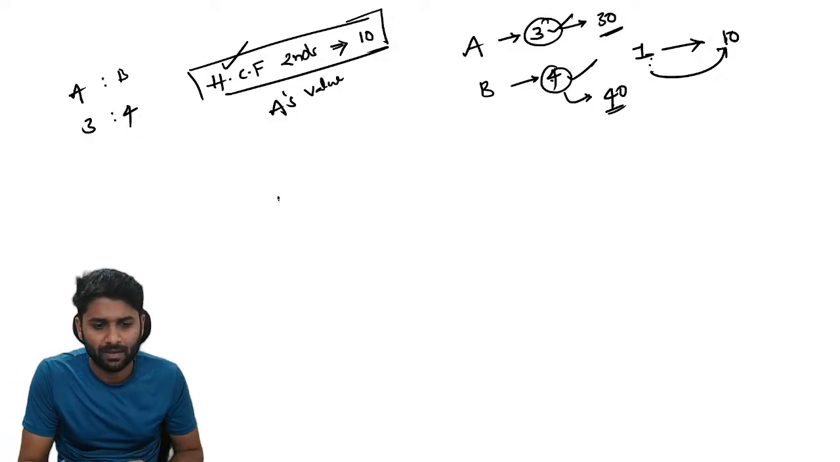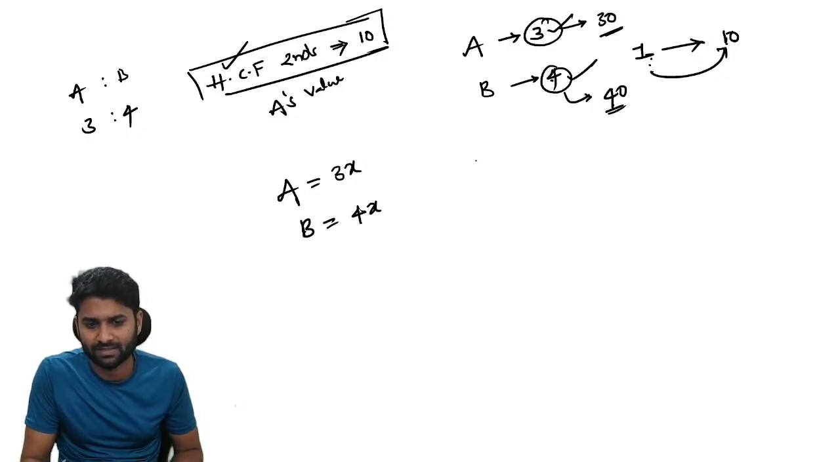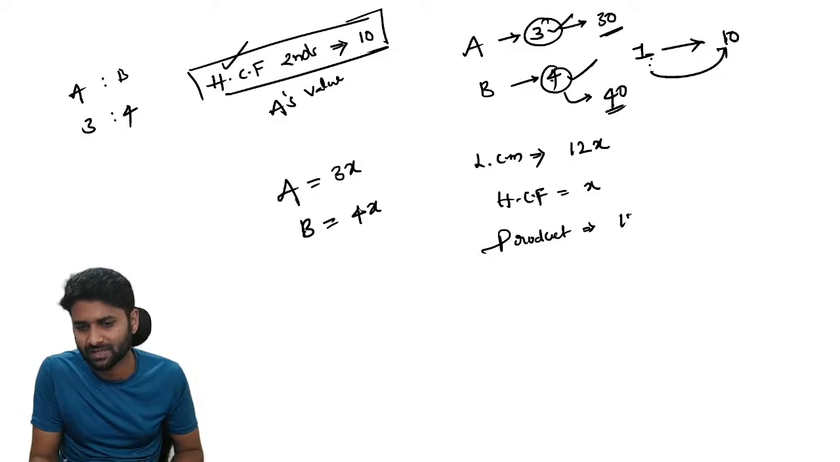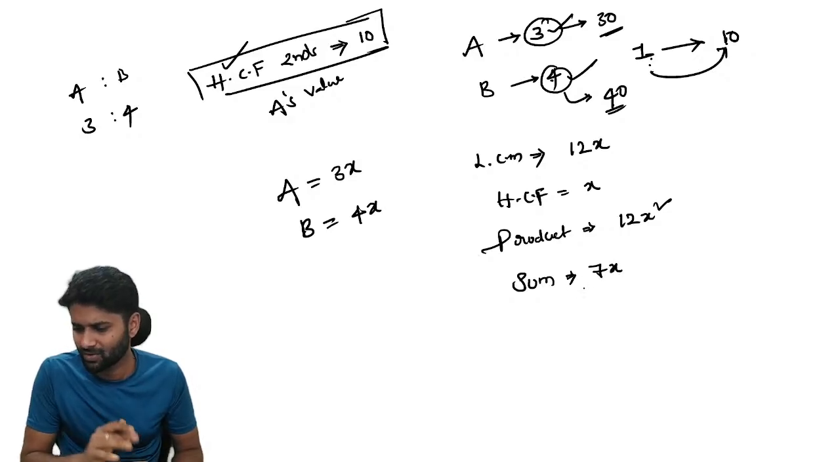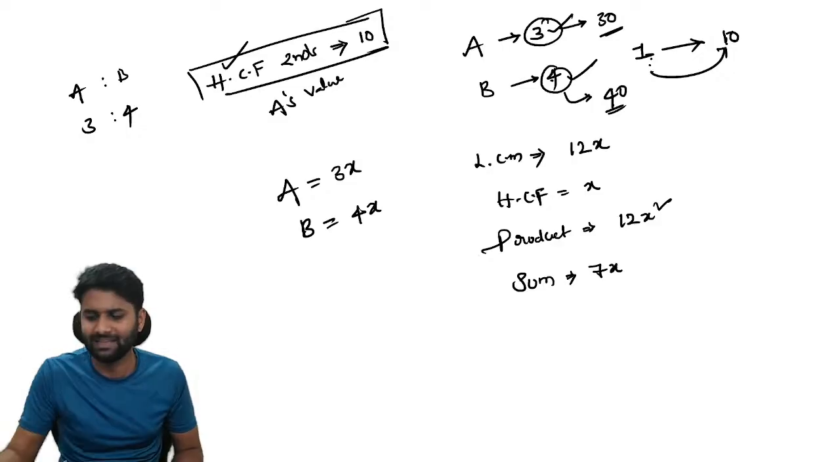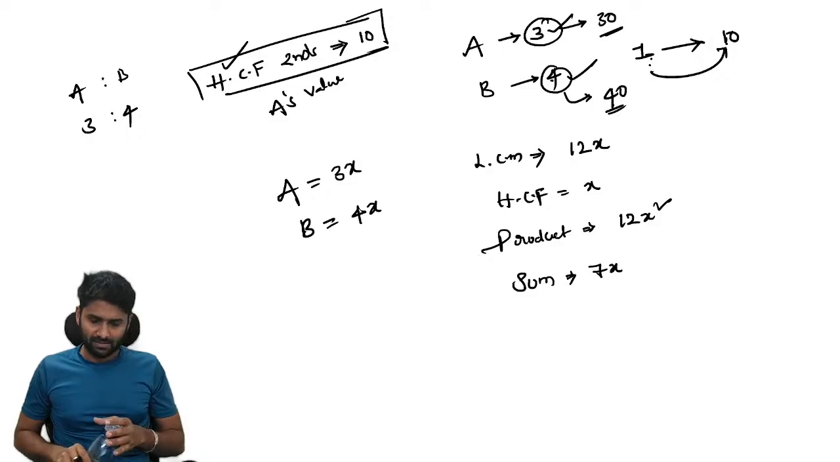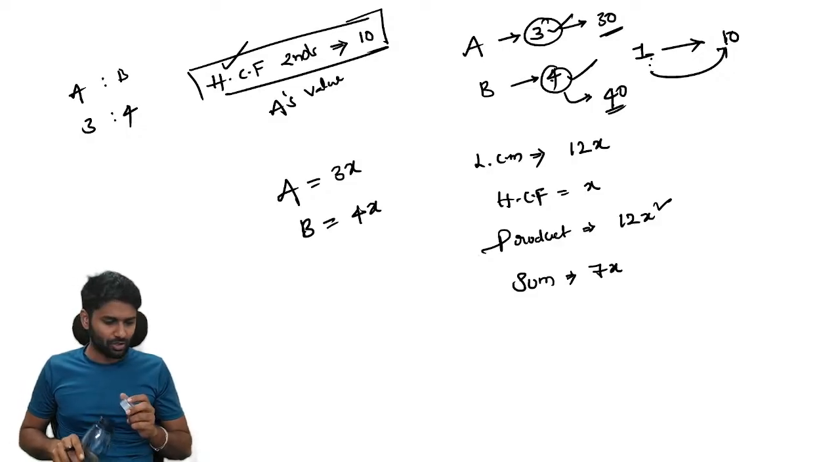Otherwise, see, A is equal to 3x, B is equal to 4x. Let us take the x concept. Then LCM of these two numbers is 12x. HCF of the two numbers is x. For example, the product of these two numbers is 12x square. The sum value is equal to 7x. You can compare according to the question and find the x value and substitute here. You will get the numbers. Is it clear? Please let me know in the comments.